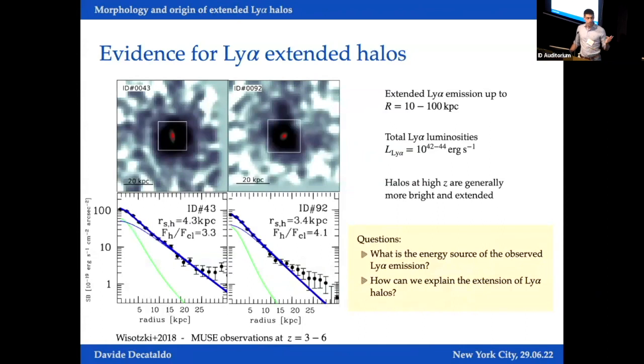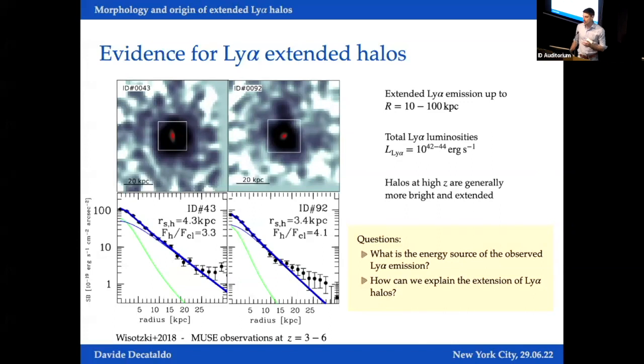In particular, I'm showing here the observations from the MUSE survey from redshift 3 to 6, but there are a lot of examples, this is just one. And as you can see from the lower plot, the typical extension is up to 50 kiloparsec in this case, but there are observations also of halos with a diameter of 200 kiloparsecs.